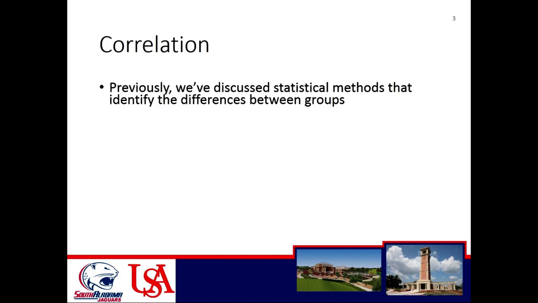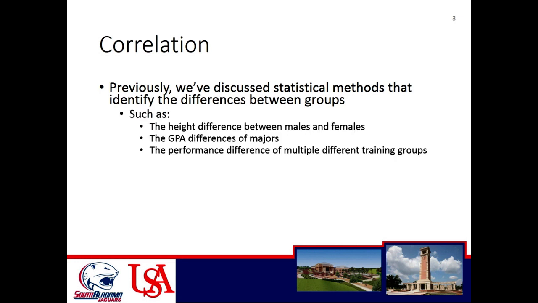So far in the class we've discussed statistical methods that identify the differences between groups. Such as the height difference between males and females, where we would do a t-test. The GPA differences of majors, where we would do a one-way ANOVA if we had multiple groups for majors. And the performance difference of multiple different training groups, which might be an ANOVA again if we had multiple training groups. So far in this class we've covered things to discuss the difference between groups.